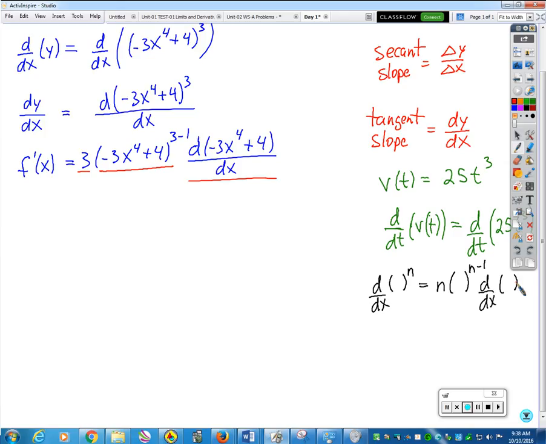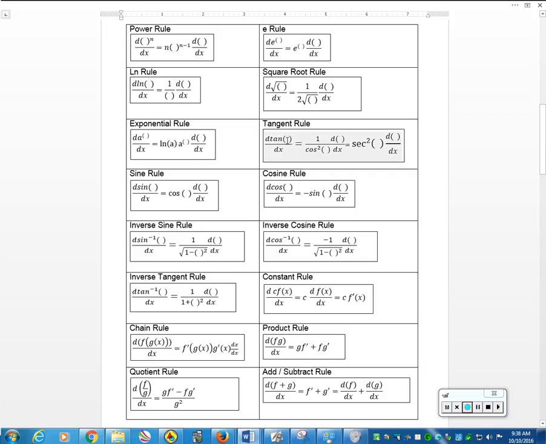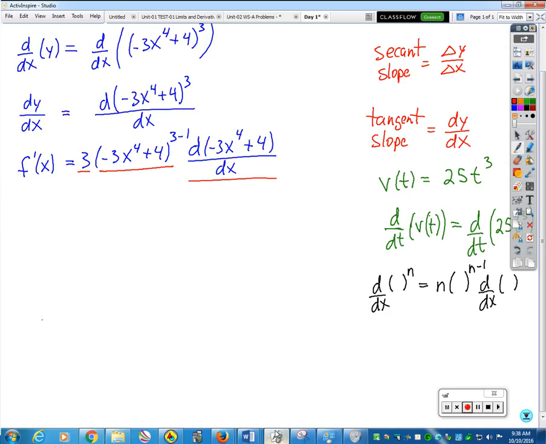What else? Landon? Kind of going along with what Soren's saying, we're using the power rule because it's raised to a power, right? So there's a power in the original equation. Close. The original function really is simply some function to a power. It's nothing else. That's why we start with the power rule. For example, if we had started with the tangent of (-3x^4 + 4), we would have had to start with the tangent rule. I don't know if that answers your question. Anybody else?